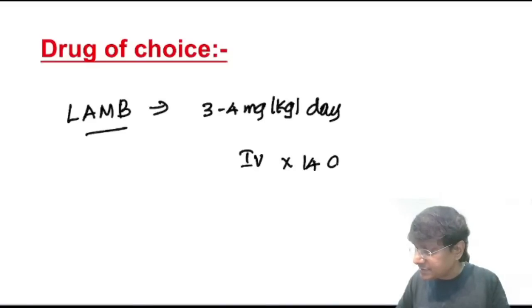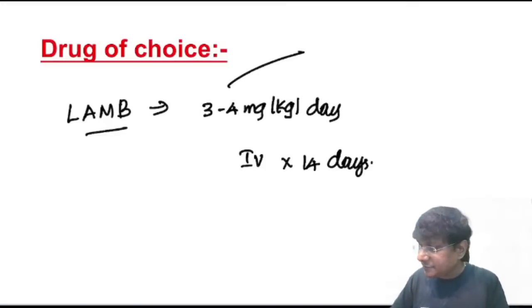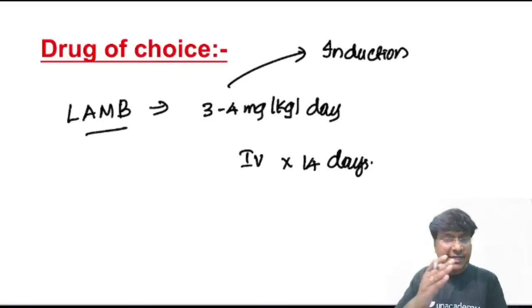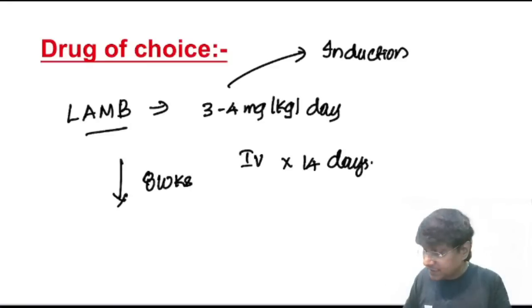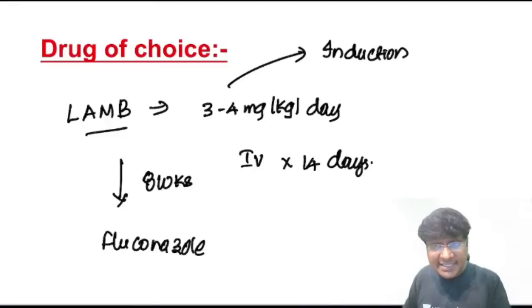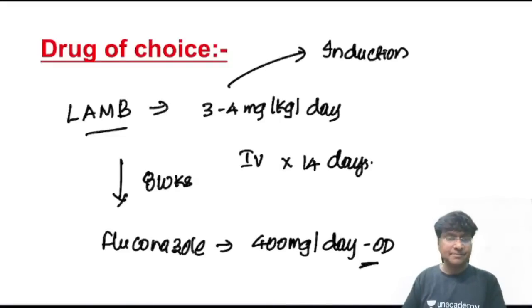For how many days do we give this? We give this for nearly 14 days. That is the preferred agent for induction therapy, that is, to start with. And what will be the consolidation or continuation therapy? This is followed by 8 weeks of fluconazole, at a dosage of 400 milligrams per day, given once daily. So this is the story related to cryptococcosis.